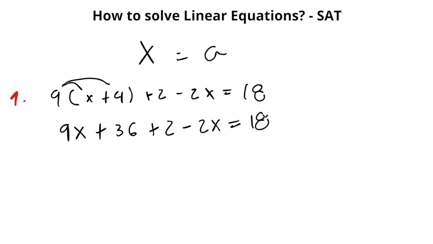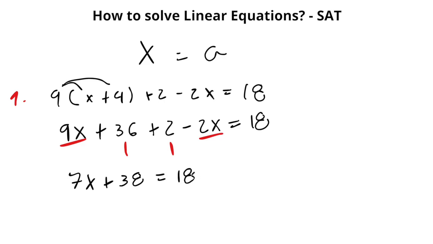Alright. We already knew that. The thing is that now we must search for the common terms. For common terms, we have the following: we have x's and then we have numbers. So what we do is add or subtract, as well as multiply or divide, depending on the case. So we have 9x less 2x giving us 7x, and 36 plus 2 giving us 38, equal to 18.